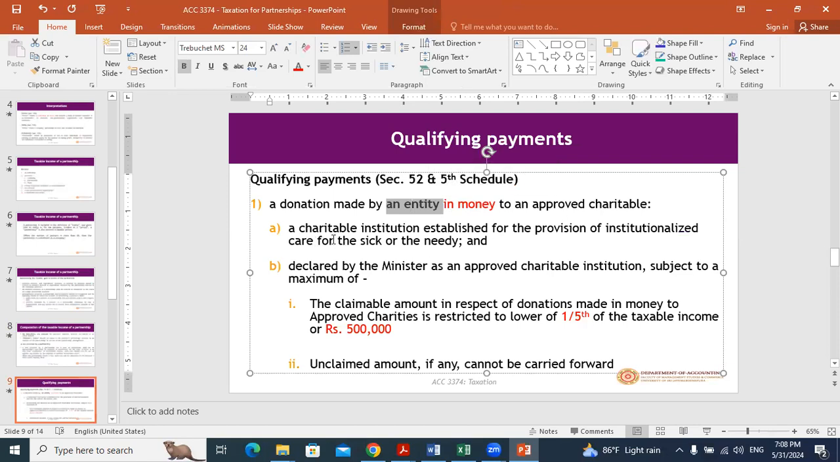So I discussed a charitable institution, provided in money to a charitable institution for the provision of institutionalized care for the sick and needy. The other one is declared by the minister as an approved charity, subject to a maximum of, say, for a partnership, for a business entity, 500,000. Unclaimed amount, if any, cannot be carried forward. These are the qualifying payments.